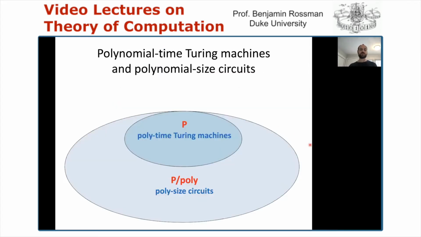Okay, good. So we've now defined the class P/poly, and we've proved that it contains the class P. So next, I'm going to describe alternative characterizations of both of these complexity classes. Both P and P/poly can be characterized both in terms of Turing machines and in terms of circuits. So we'll define this one first.